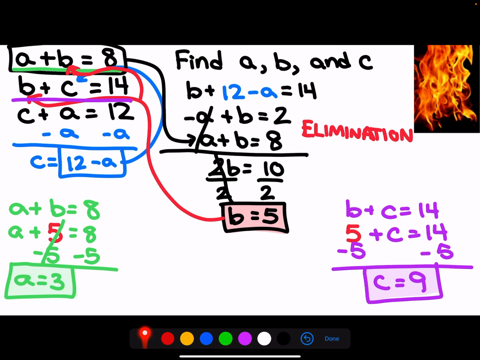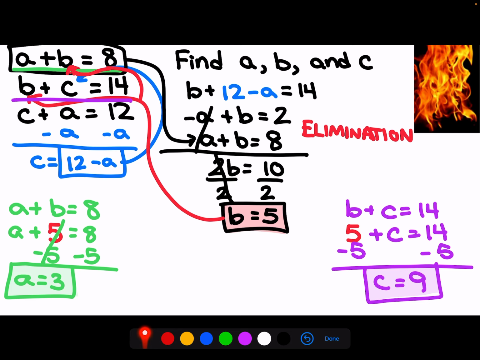So plugging b in for the top equation, a plus 5 equals 8, I subtract 5 from both sides, and I have a equals 3. Substituting b in for the second equation, we have b plus c equals 14. Substituting 5 in for b, we have 5 plus c equals 14. And then solving for c, we have c equals positive 9. So we now have values for a, b, and c, and this equation is now finished.